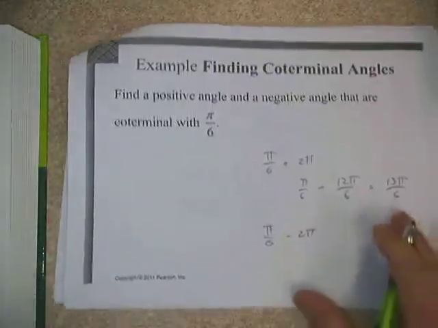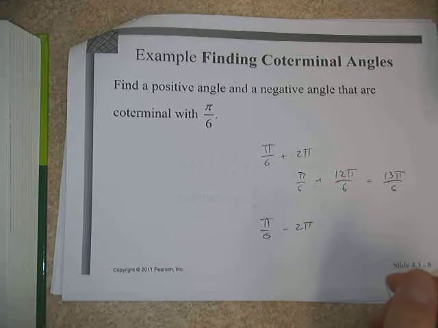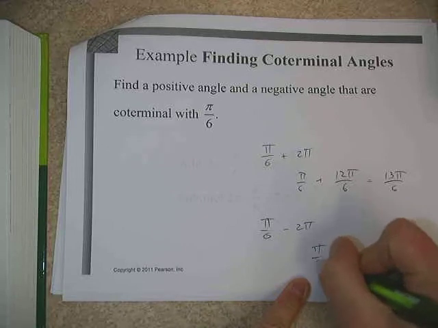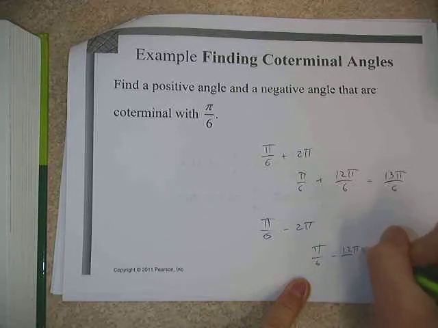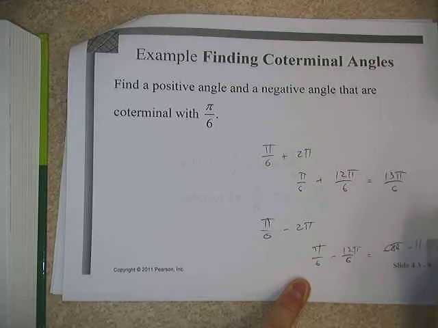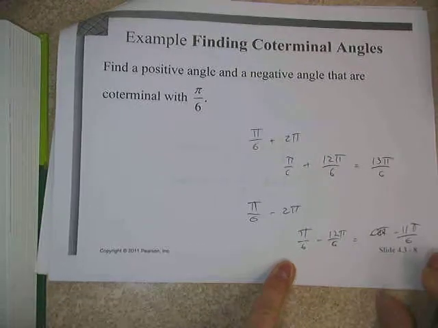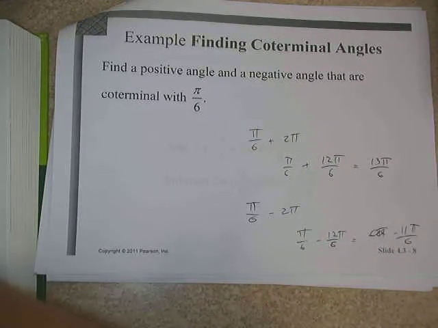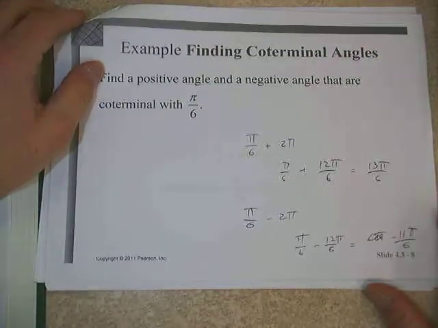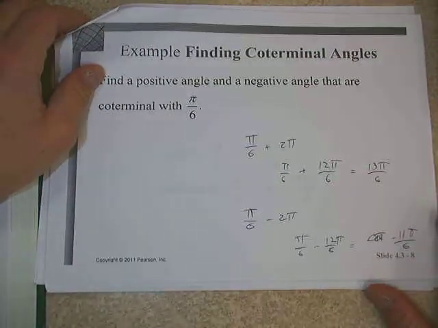Okay. All right. We could also do the same thing with pi over 6 minus 2 pi. We could get a negative one by subtracting 2 pi, going the other way around the circle, and getting back to the same spot. And if I did that, I'd have pi over 6 minus 12 pi over 6, which would be negative 11 pi over 6. Oops, negative 11 pi over 6. And so that would be an angle that would be coterminal, going in the clockwise direction, in the negative direction.